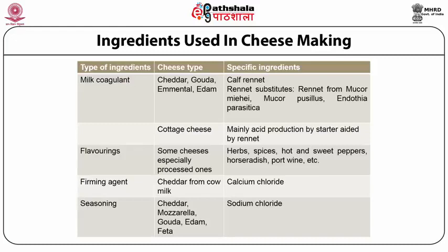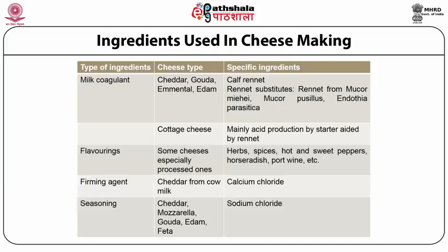However, the chances of some bitter peptides forming will be more when you use the more proteolytic enzymes like the rennet substitutes, compared to the less proteolytic calf rennet. In case of cottage cheese preparation, especially the long set process, mainly acid production by starter is what is used for coagulation. However, in the short set and the medium set, you can definitely use some rennet to aid the coagulation by the acid.